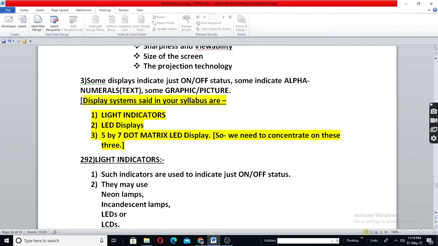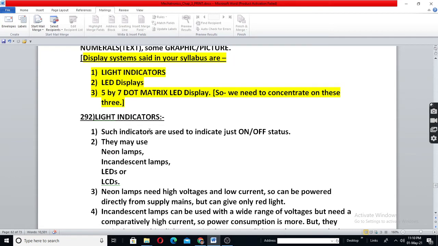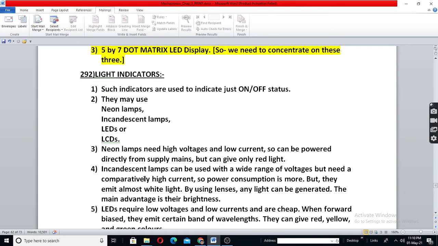So light indicators are used just to indicate on off status. The light can be neon lamps or incandescent lamps or LED or LCD. Neon lamps need high voltages but use only less current. Say for example, the line tester you have used in your lab needs around 100 volts, but it takes very less current. But it can give only one color, red light.